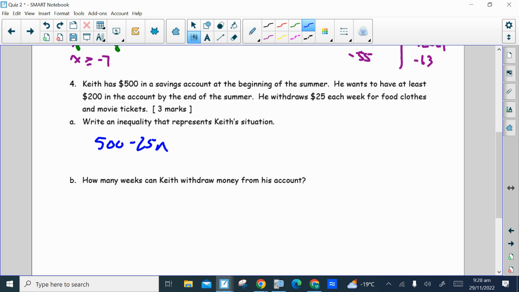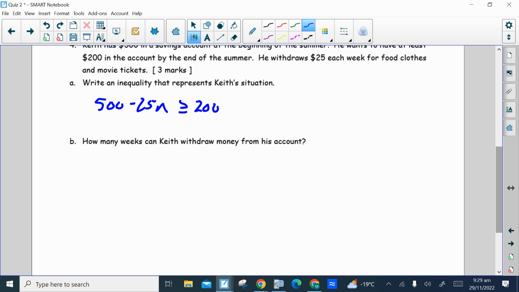So if I say that n is the number of weeks, the amount he withdraws is 25 each week, or 25 times n. And he wants to have at least $200 in the account still, so that amount has to be greater than or equal to 200. There's our inequality. And then to solve it, that'll tell us how many weeks Keith can withdraw the money from his account. We're going to solve this inequality.